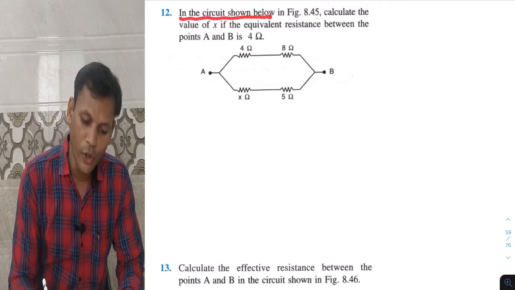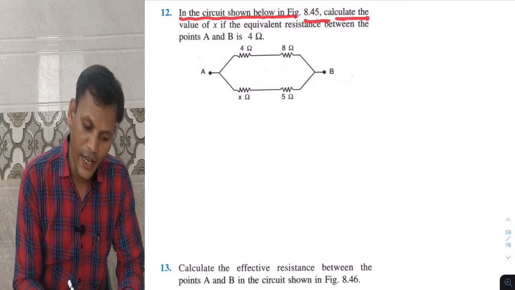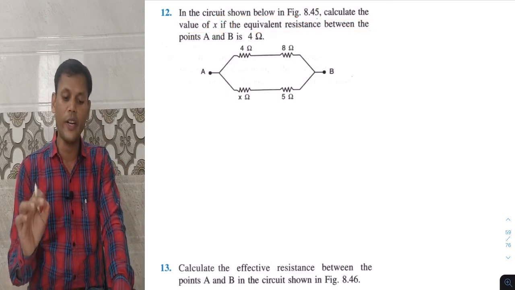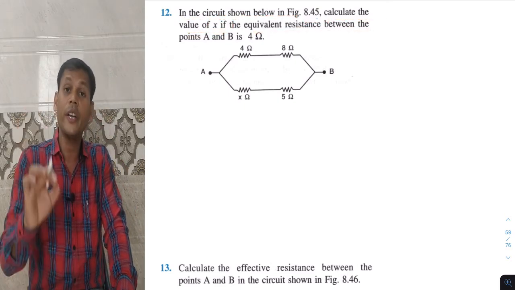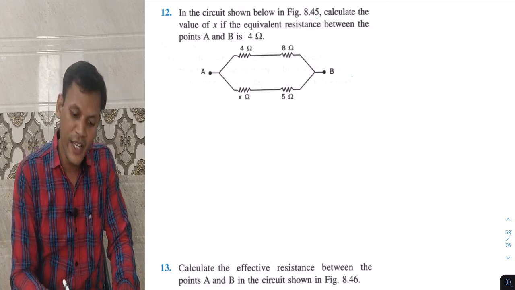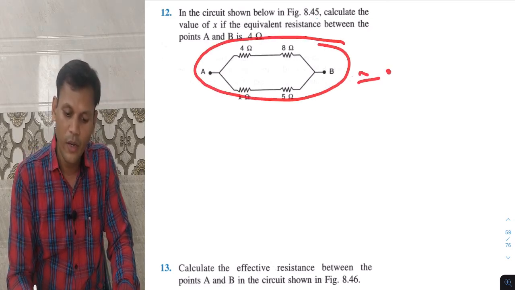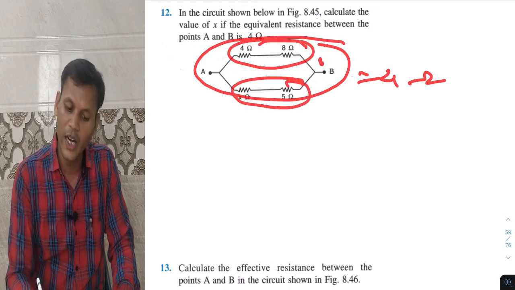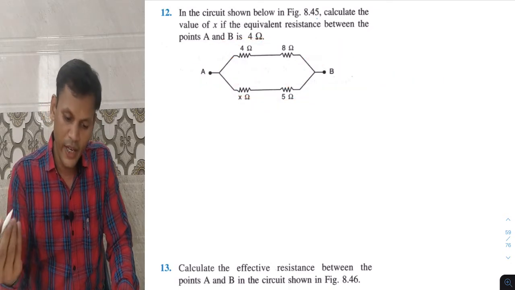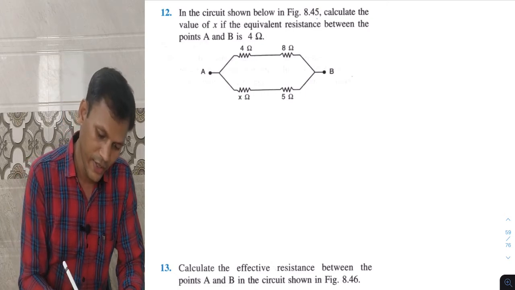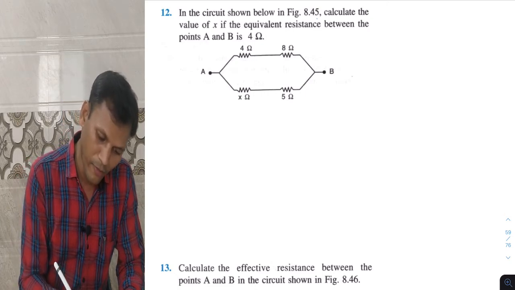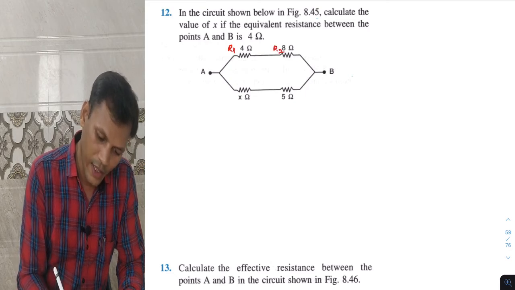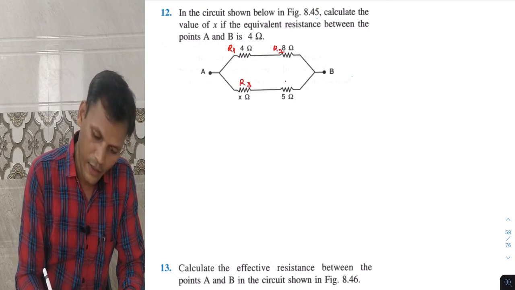In the circuit shown below as diagram, calculate the value of X if the equivalent resistance between the points A and B is 4 ohm. Net resistance of this entire part is 4 ohm. And we know this is in series, then both are in parallel. So we can write, I will mark over here, this is R1, this is R2, this is R3, this is R4.